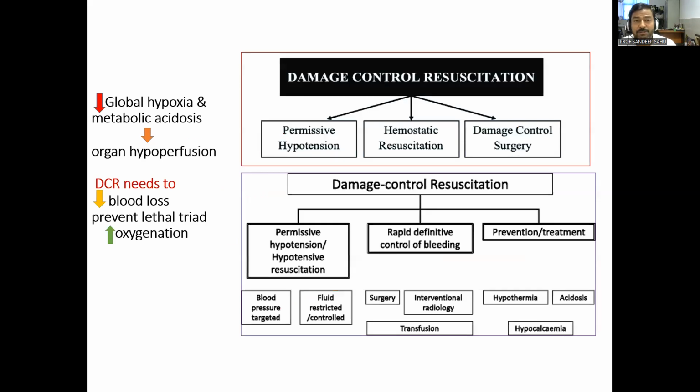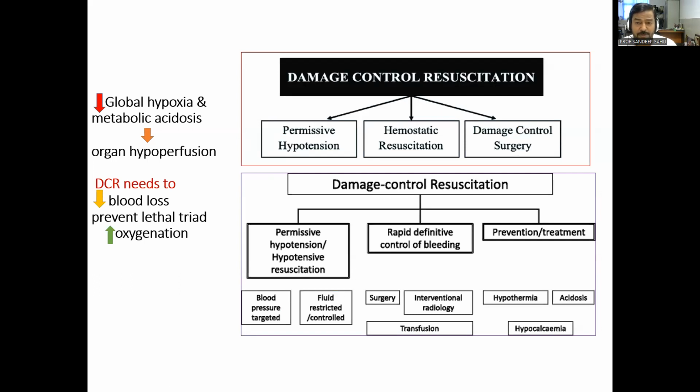so we have to understand the concept of damage control resuscitation. We don't want the patient to have global hypoxia and metabolic acidosis, which lead to organ hypoperfusion and can lead to multiple organ failure in a bleeding patient.